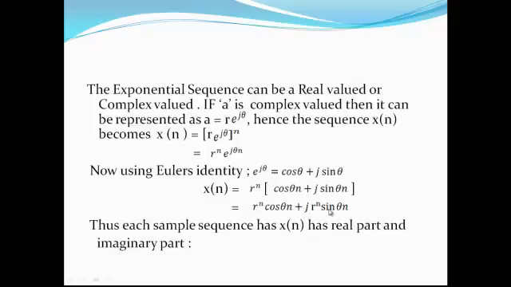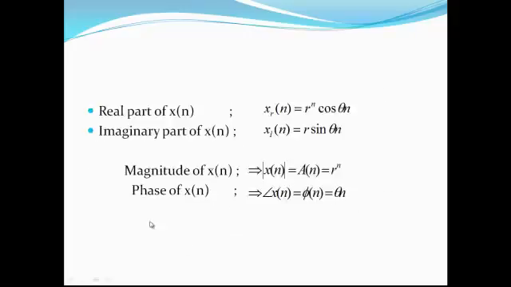Now this has a real part as well as an imaginary part. What will be the real part? This will be the real part. What will be the imaginary part? This will be the imaginary part. Simple complex numbers. So this will be the magnitude of a, and theta n will be the angle. See, so the real part of xn, that is x subscript r, that stands for real, is equal to r^n cos theta n. The imaginary part, that is x subscript i of n, is r^n sin theta n.